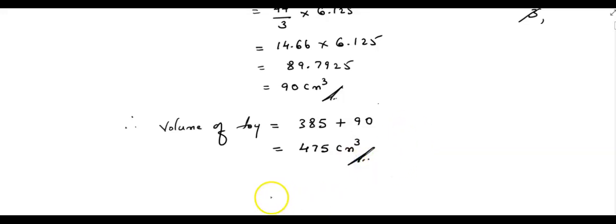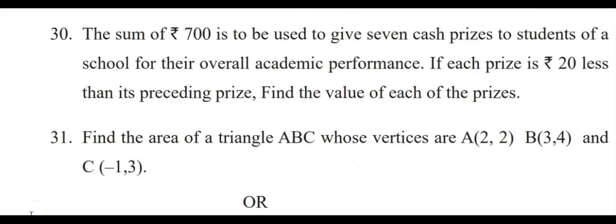Now let me solve the next problem. The sum of rupees 700 is to be used to give 7 cash prizes to students of a school for their overall academic performance. If each prize is rupees 20 less than its preceding prize, find the value of each of the prizes. See children, in this all problem just you need to understand. The sum of rupees 700 is to be used.